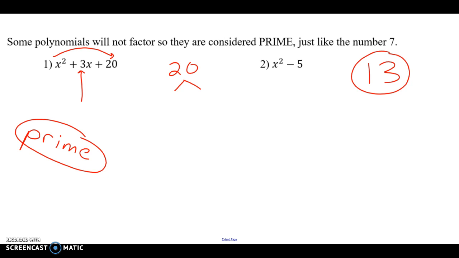Same thing with number 2. Are there any factors of -5 that add up to 0 x's? No, that's not a perfect square, right? And in order to add up to 0, it has to be the same number, one positive and one negative, the conjugates, right? And that doesn't work. So it's just a prime polynomial.